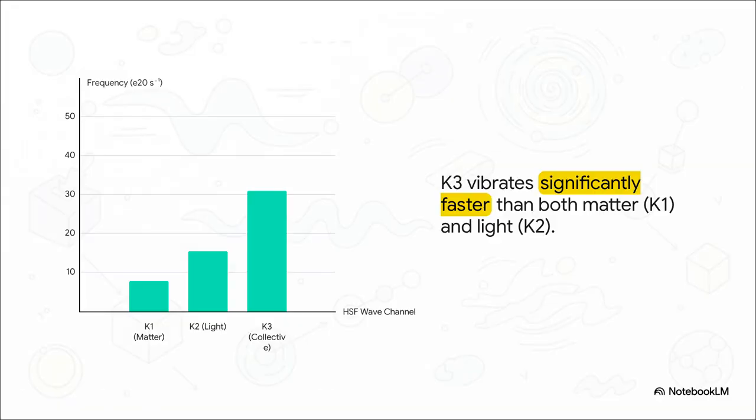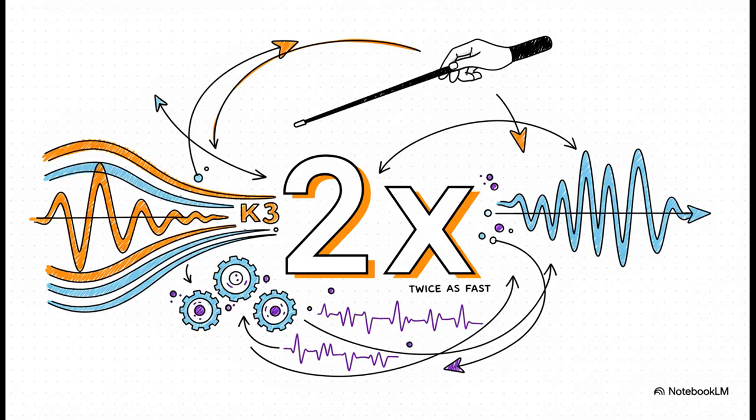In this central role, it all comes down to one thing: speed. Pure, mind-boggling speed. The K3 field vibrates at over 1 billion trillion times per second. I mean, just look at the chart. That is significantly faster than both the matter field, K1, and even the light field, K2. And here is the absolutely crucial point. K3 vibrates twice as fast as light. Because its reaction time is quicker than literally everything else, matter, electromagnetism, you name it, it can coordinate their behavior in real time. It's always one step ahead, and that is what makes it the conductor.